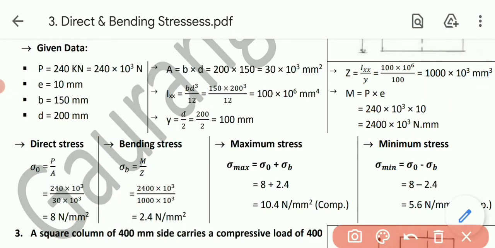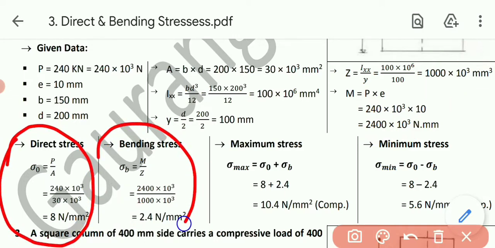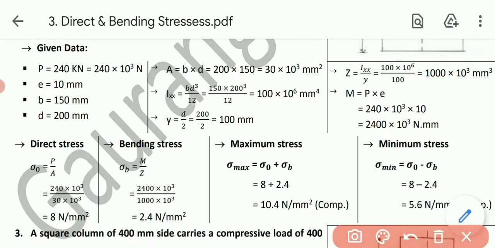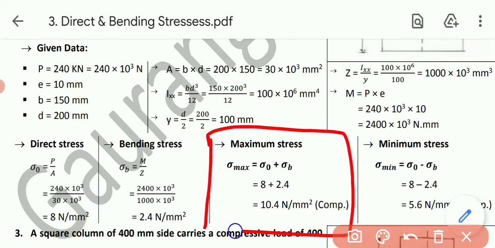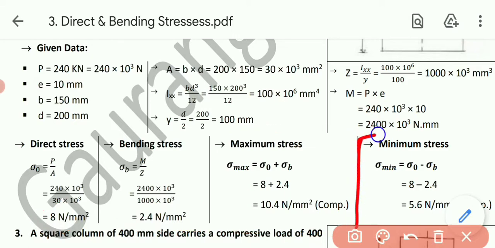So as I've got this value of sigma 0 as well as sigma b, now we can calculate maximum and minimum stress. So first of all, maximum stress, sigma 0 plus sigma b, sigma 0 is 8, sigma b is 2.4. So 8 plus 2.4, answer is 10.4 Newton per mm square, and as it is positive it means it is a compressive stress.